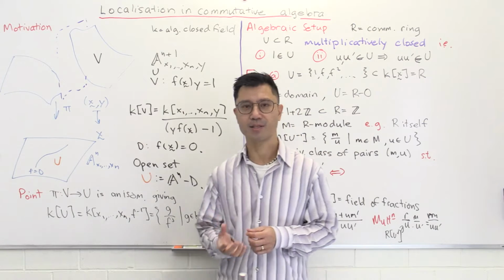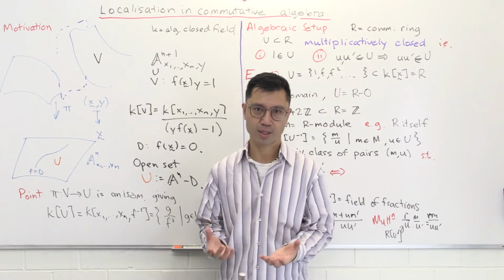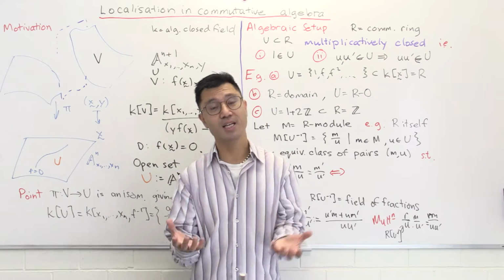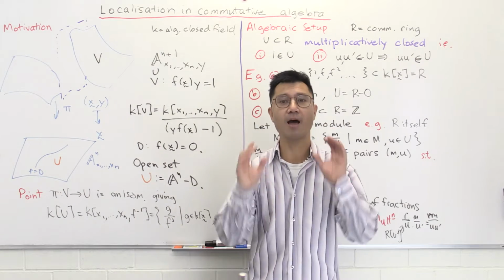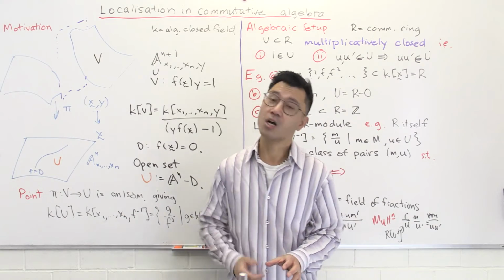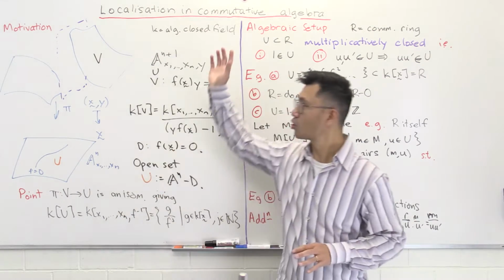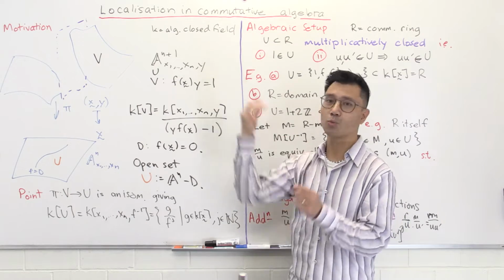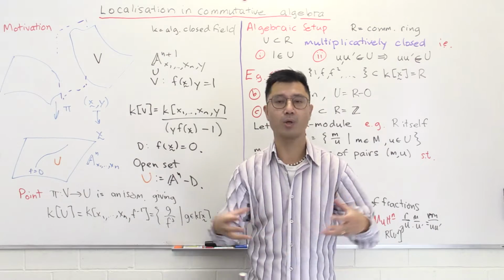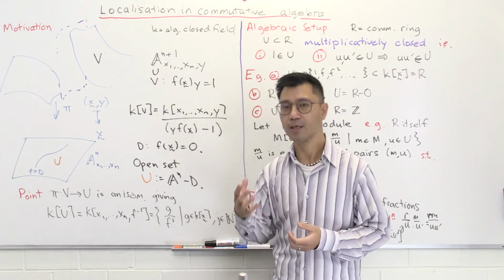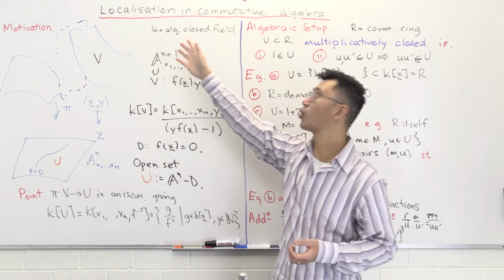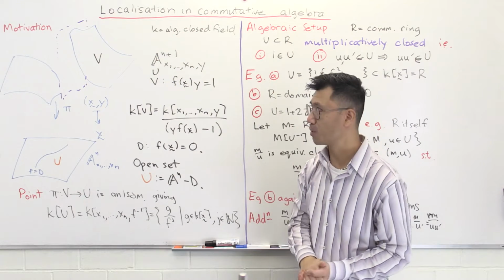Grothendieck told us that the study of affine algebraic geometry is equivalent to the study of commutative algebra. And what that means in particular is that geometric concepts in affine algebraic geometry should have an algebraic incarnation. So what I want to do in this video is to show you what happens when we look at the geometric idea of going to an open set, localizing to an open set, and how we can interpret this algebraically. The notion is called localization in commutative algebra.